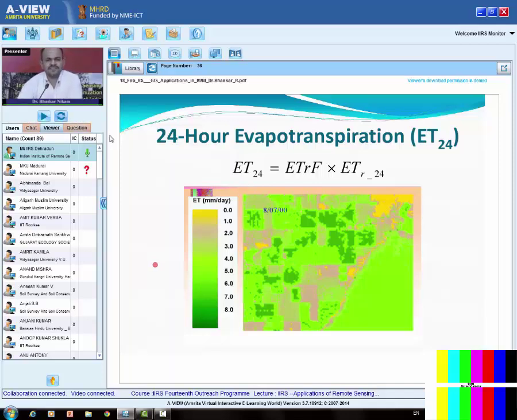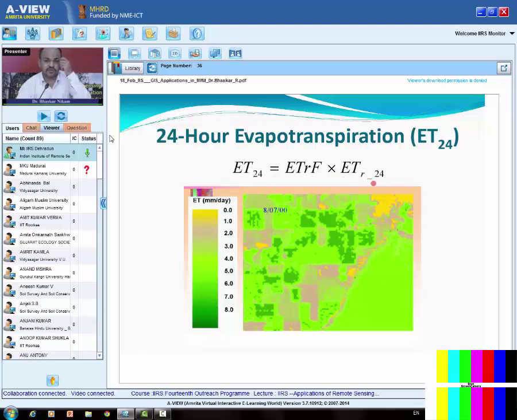To convert this into daily evapotranspiration, I need this reference daily evapotranspiration. So whatever instantaneous evaporation I have calculated for every pixel, I will convert it into a term called reference evapotranspiration fraction, which is similar to the crop coefficient. So now I have a crop coefficient, and I have a reference evapotranspiration from meteorological data, so I can convert this reference evapotranspiration into actual evapotranspiration of any time period.